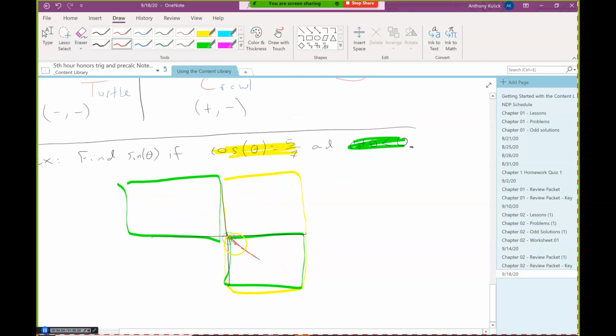So I'm going to go ahead and draw my triangle, always with the perpendicular going back to the x-axis. So this is my angle theta here. So far so good? Because I know cosine is 5/7, I know adjacent is 5 and the hypotenuse is 7. I can then use the Pythagorean theorem to find this side.